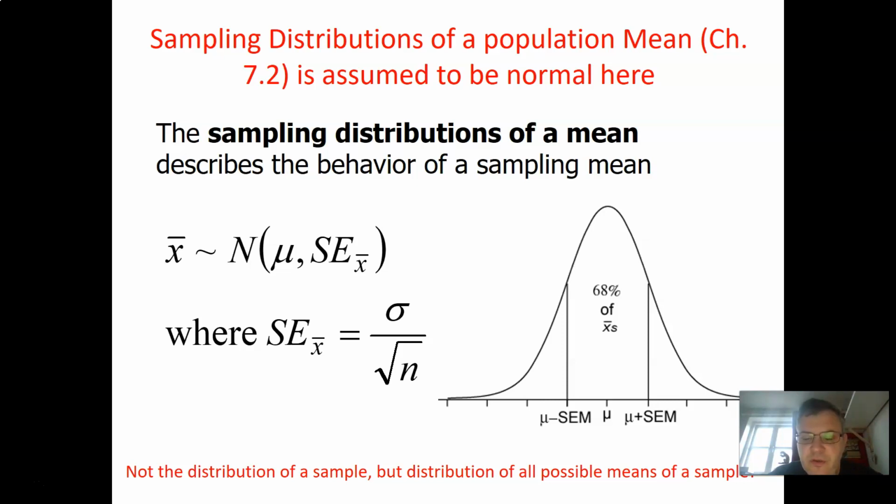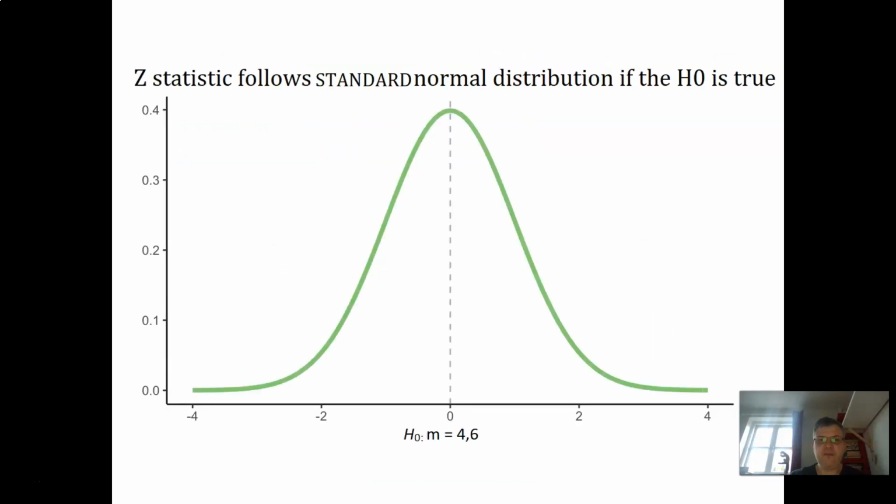The sampling distribution is normal. And when we calculate the difference between this sample value and some hypothetical value, we get a z-statistic that actually follows a standard normal distribution when the null hypothesis is actually true, in this case the null hypothesis that the mean value is equal to 4.6 minutes. That was this example with the waiting time in line. So this is the probability distribution of our z-statistic.